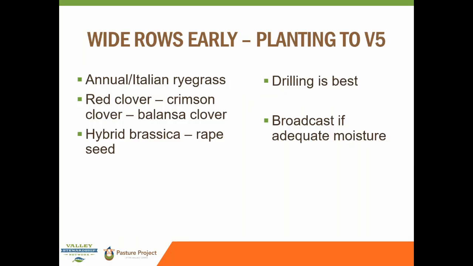So wide rows early, and this would be from when you're planting the corn into the vegetative state of 5: annual ryegrass, red clover. Again, I have crimson in there and balansa. And when I talk about the hybrid brassica, we use a variety called T Raptor. It is tap rooted, and it's going to be late maturing, but fairly fast to establish, and it's been very shade tolerant. And then rapeseed would be another one that would work. Again, drilling is best, and you can broadcast it if we have adequate moisture to get the plant germinated and then also get it rooted down.